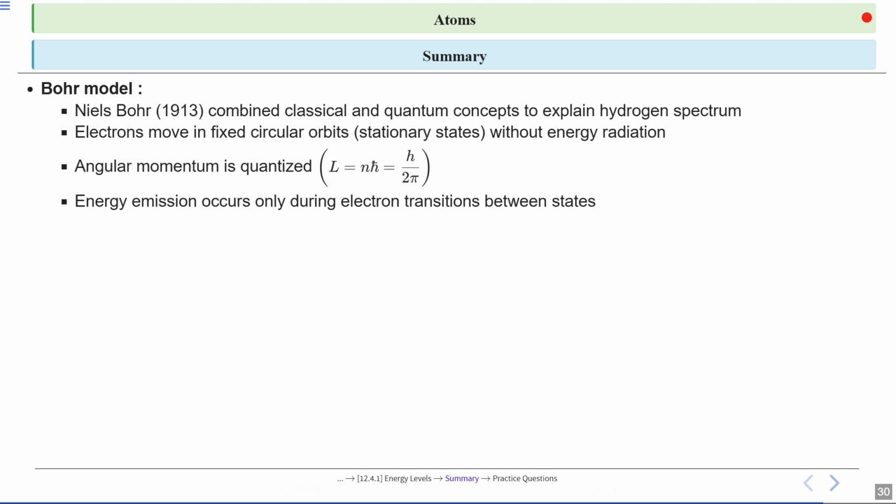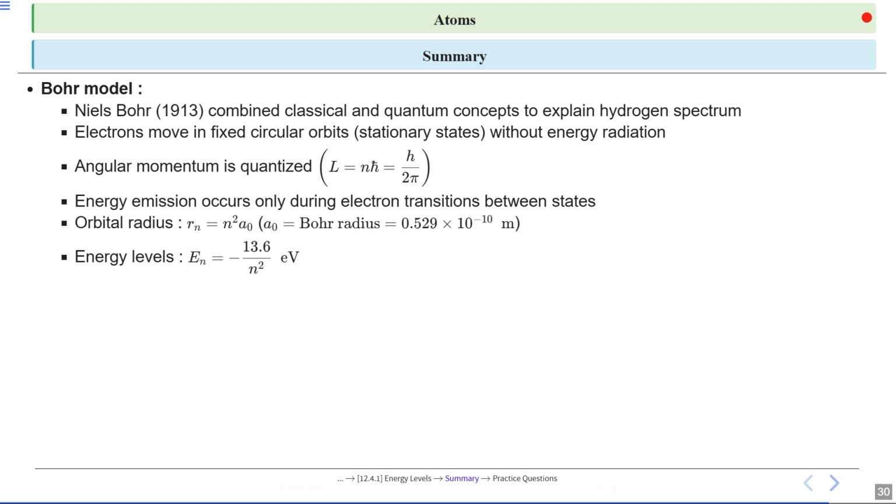Energy is only emitted or absorbed when an electron jumps from one allowed orbit to another. This is called a transition. The energy difference between the orbits determines the color of light we see in the hydrogen spectrum. The radius of each orbit is given by the formula r_n equals n squared times a naught. Here r_n is the radius in meters, n is the orbit number, and a naught is the Bohr radius, which is about 0.529 times 10 to the power minus 10 meters. For example, the first orbit has a radius of 0.529 times 10 to the power minus 10 meters, and the second orbit is 4 times larger.